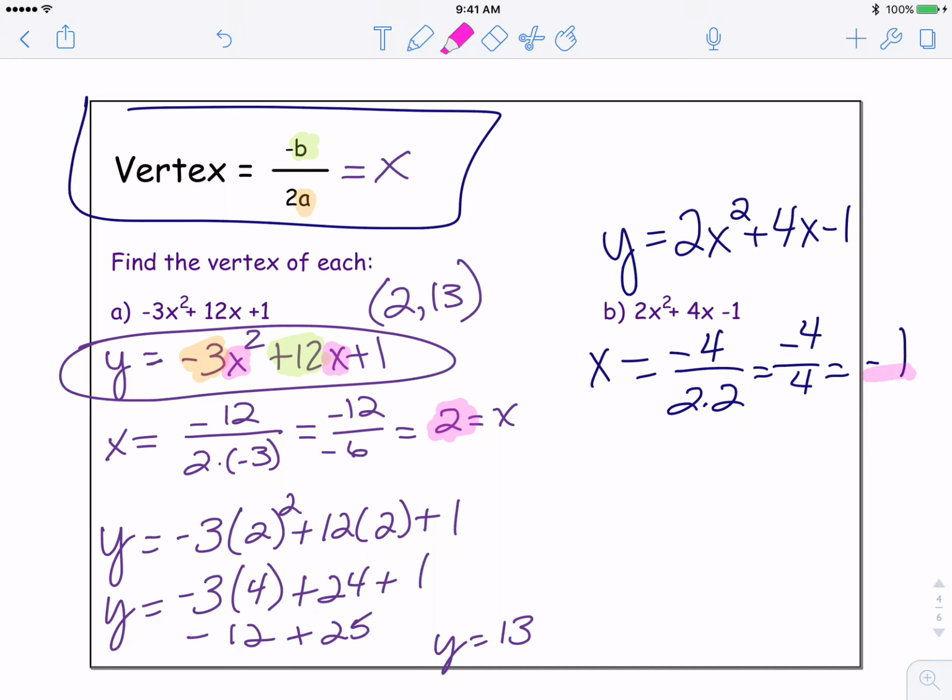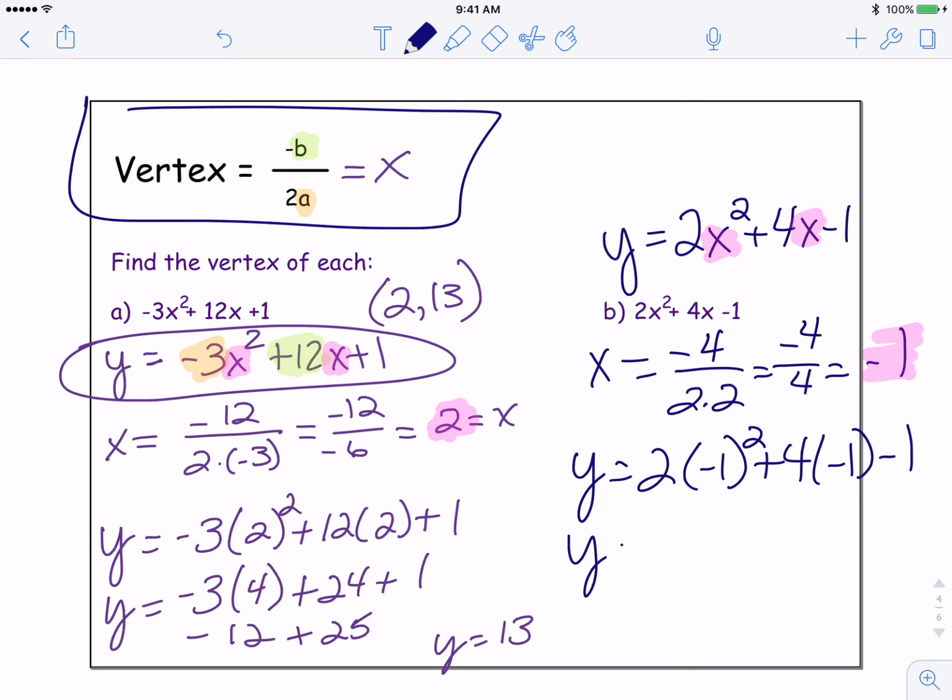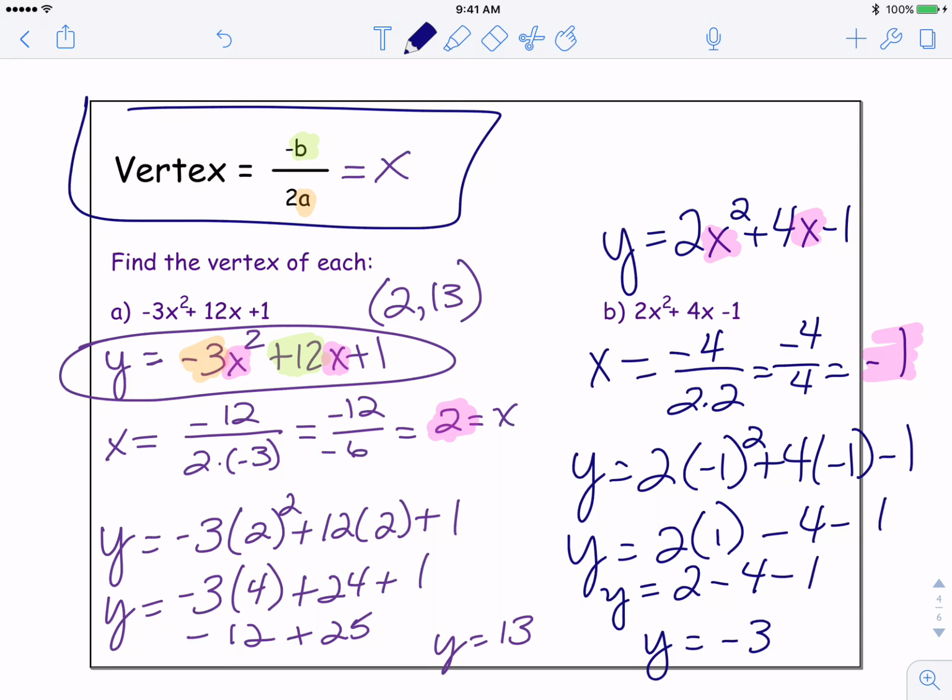Now I'm going to take that x value and plug it into my function wherever I see an x to find the corresponding y. So y is going to be equal to 2 times negative 1 squared plus 4 times negative 1 minus 1. So then I have y equals 2 times 1, because negative 1 squared is 1. I can also do 4 times negative 1 in the same step to get negative 4, and then I have a negative 1. So then I have 2 minus 4 minus 1, so I have a y value occurring at negative 3. So the vertex of this quadratic function in x comma y is negative 1 comma negative 3.